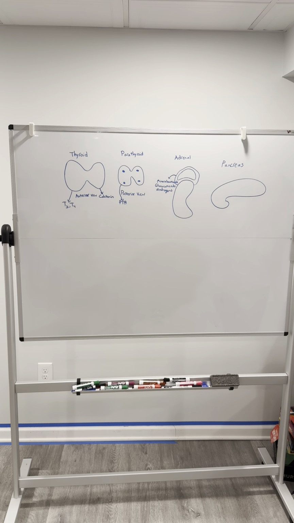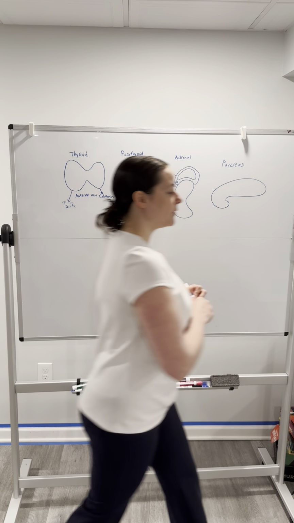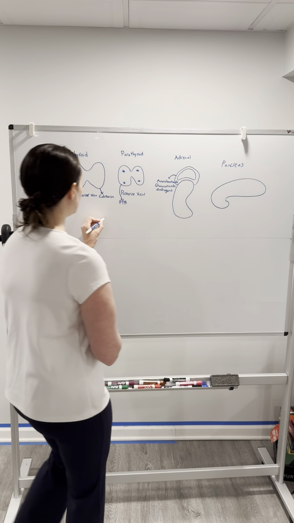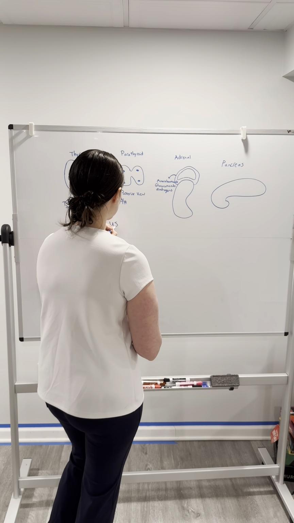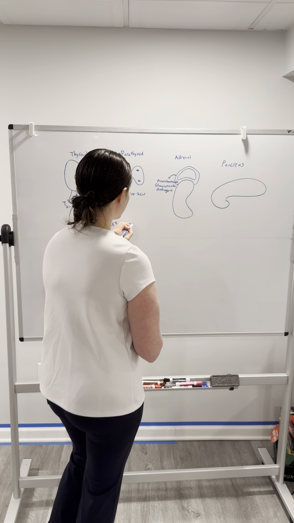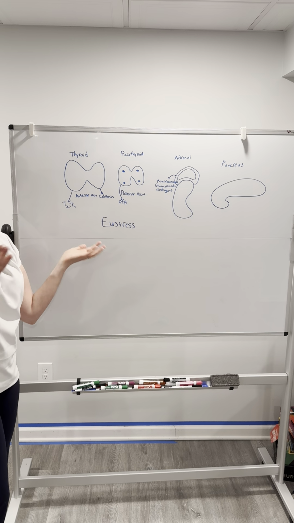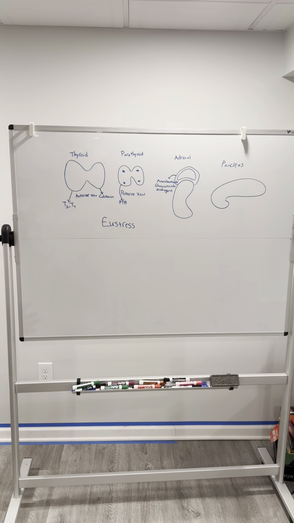Now we're going to talk about the stress response. There are lots of hormones involved in the stress response. Eustress is helpful. It's spelled E-U stress. This is the type of helpful everyday stress that keeps us motivated to study for our classes, for example. So it prepares us to meet challenges.